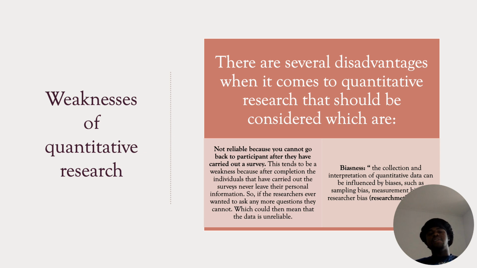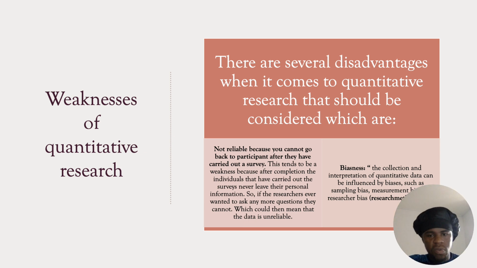When we were looking at the weaknesses of quantitative research, one of them is that it's not reliable, because you cannot go back to the participant after they have carried out a survey. Because on a survey, you don't tend to put your full information. It's probably just first and second name, not your address or anything. So when they finish the surveys, if researchers want to ask questions, they might not be able to, just because they haven't got the data to contact the people that carried this out. Which can mean that the data is unreliable and insufficient.